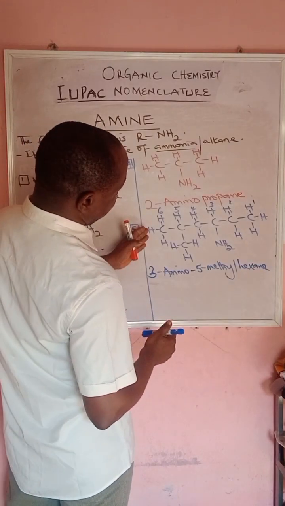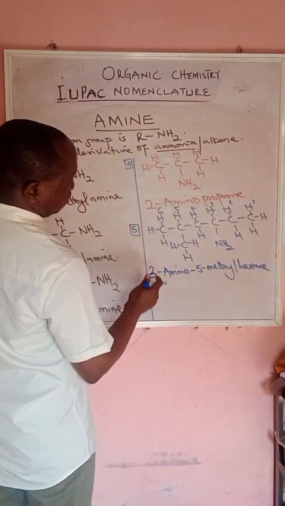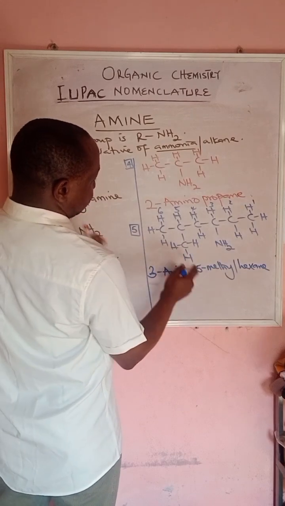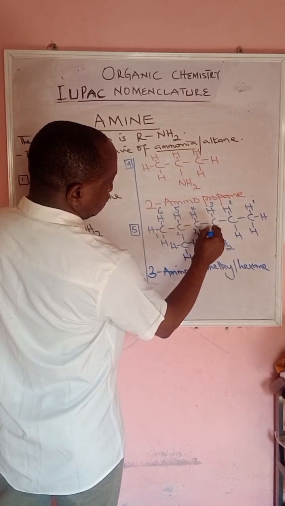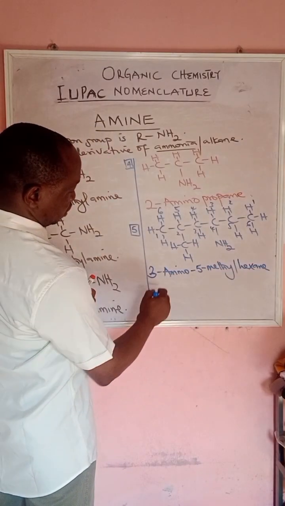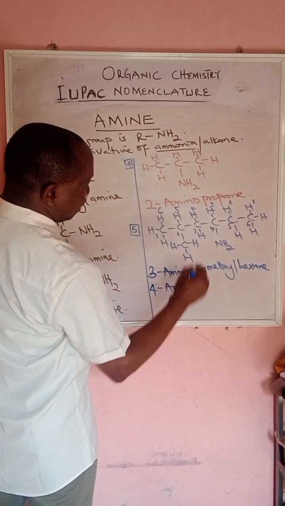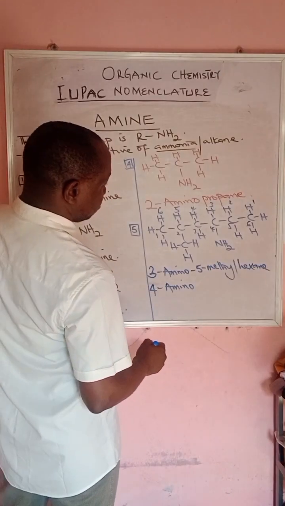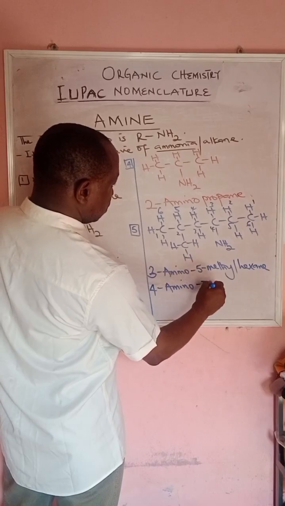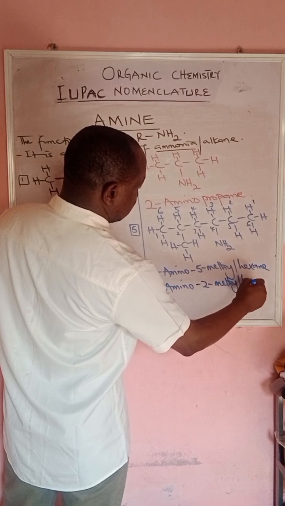That is what you have. Counting from right to left, this one will be 1, 2, 3, 4, 5, 6. It will be 4-amino, 2-methyl, that is hexane, 2-methyl hexane. So the functional group supersedes.